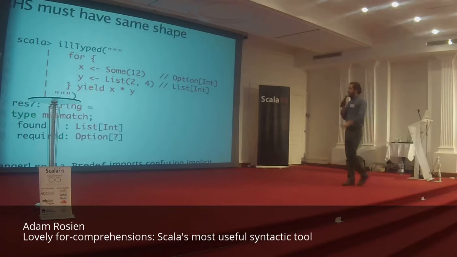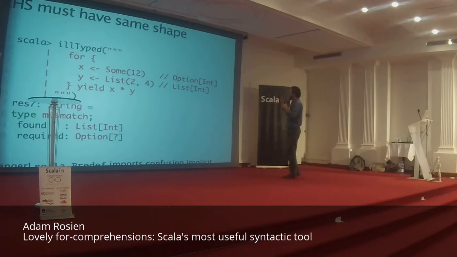So I copied this macro from the Shapeless project and changed it a little bit, because I wanted to show what a compiler error for for-comprehensions might look like. So what's wrong with this for-comprehension here? Well, the first line is dealing with an option, and the second line is dealing with the list. For-comprehensions always deal with the same thing, same shape. So it said, oh, I found a list, but I was expecting an option.